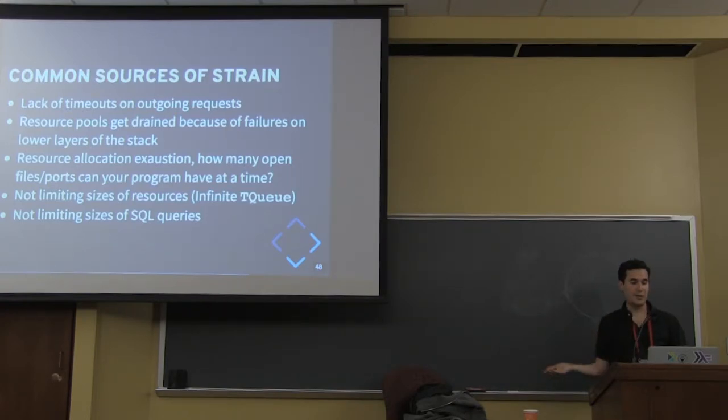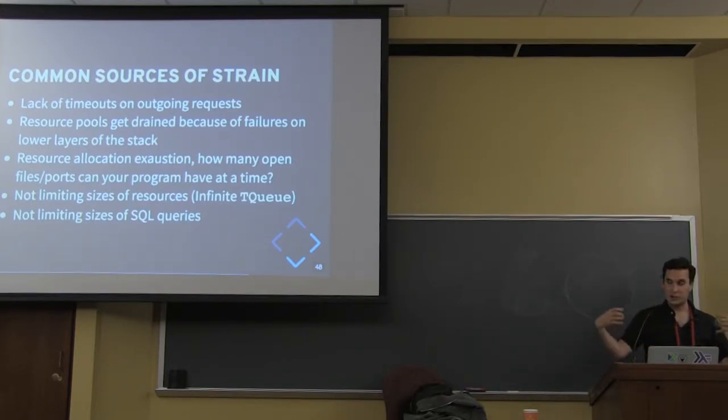Resource pools get strained because of failures on lower layers of the stack. Like in this pool of workers, if there's contention or if there's locking because of timeouts, like because of things being slow on a downstream level, things are gonna start to clog, right?